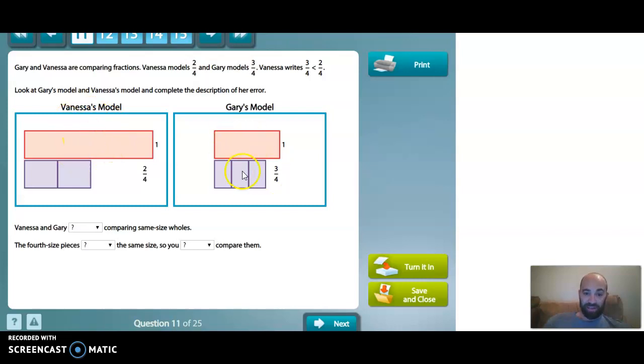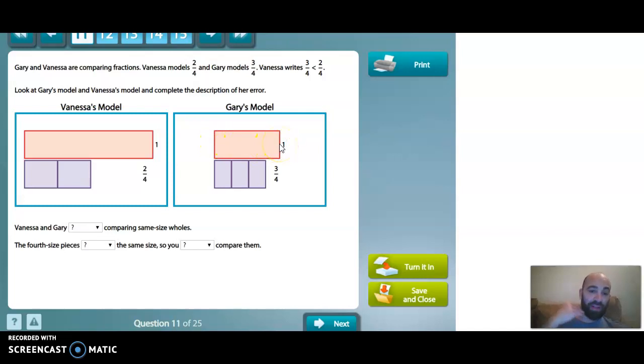And here's Gary's. Okay. So here's Vanessa's model. Here's Gary's. Vanessa and Gary blank comparing same size wholes. Are they comparing the same size wholes or are they not? All right. So this is Vanessa's, this is Gary's. Are they comparing the same size wholes? Is this one the same size as this one?